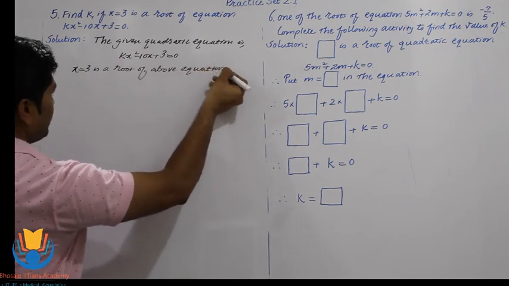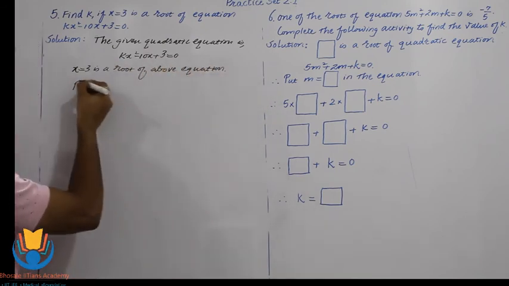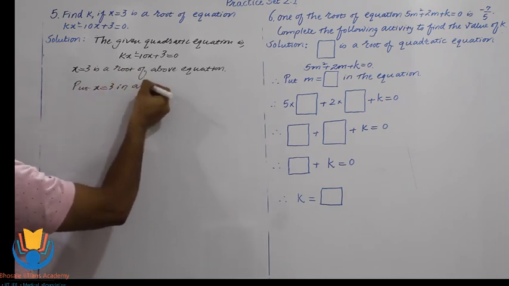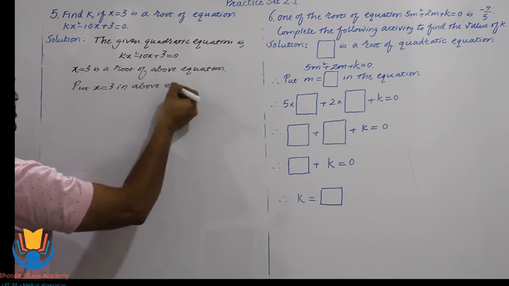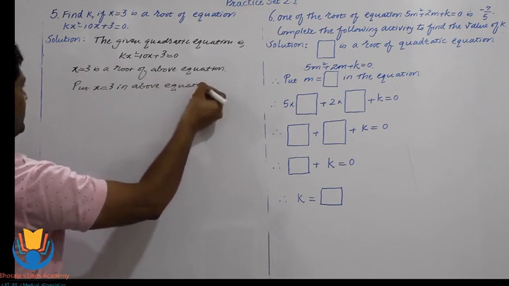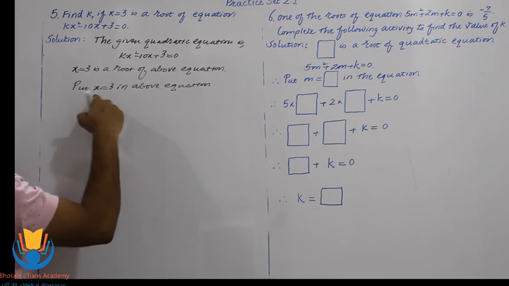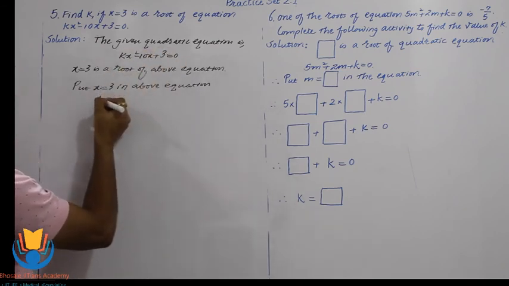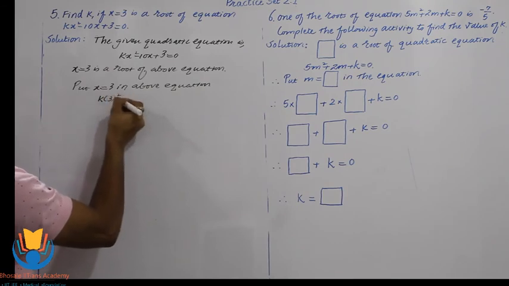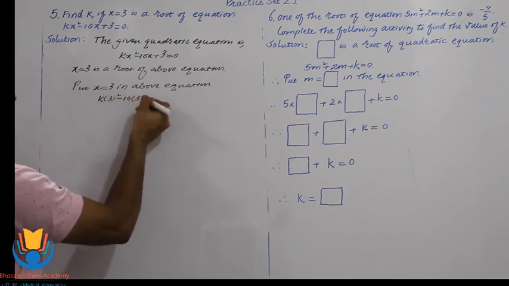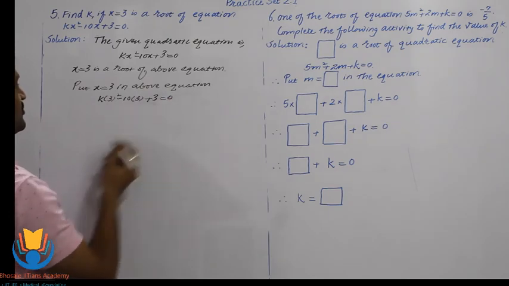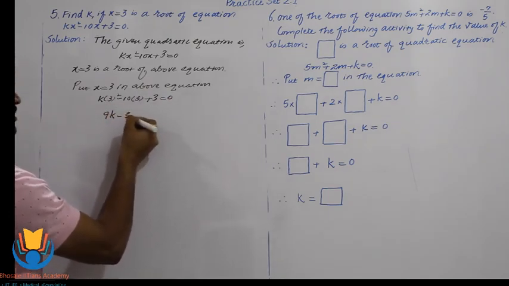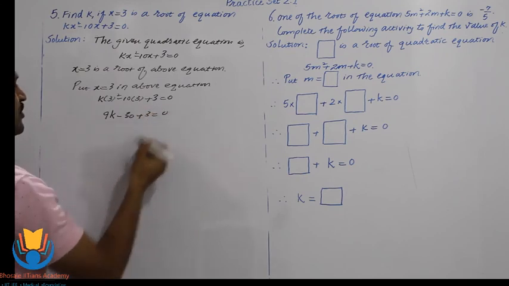Therefore x is equal to 3 satisfies this equation, so we will put x is equal to 3 in the above given equation. So now we just have to replace this x by 3 in this equation. Therefore k into 3 square minus 10 into 3 plus 3 is equal to 0. So 3 square is 9, so this is 9k. 10 threes are 30, plus 3 is equal to 0.